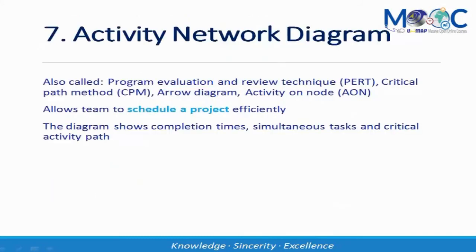The last management tool is the activity network diagram. It is also called program evaluation and review technique, critical path method, arrow diagram, or activity on node. Activity network diagram shows the sequential relationship of project activities using arrows and nodes. It is used extensively in project management to show expected completion time and simultaneous tasks during the project.